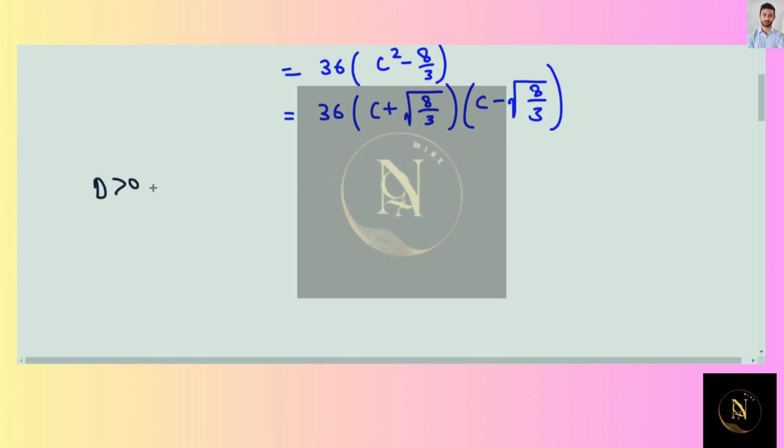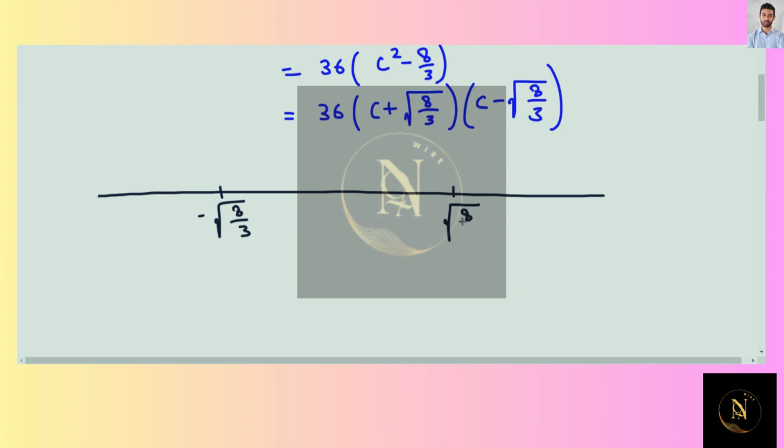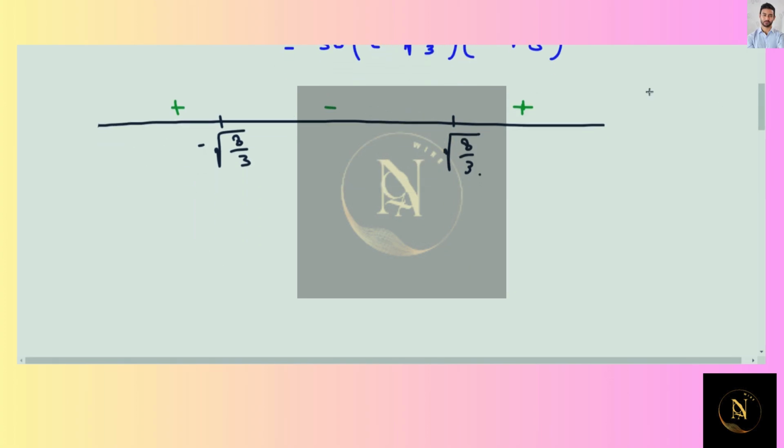So this is the number line. This is how the number line looks like. We have negative root 8 over 3 and root 8 over 3. So this is the region where it is positive, and this is the region where it is negative, and these are the points where the discriminant is 0. So these will be the corresponding values of c.